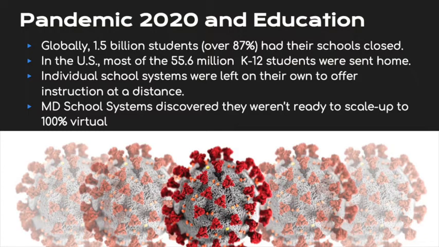Globally, 1.5 billion students, or over 87%, had their schools closed. In the U.S., most of the 55.5 million K-12 students were sent home not to physically step back into school again. Individual school systems were left on their own to offer instruction at a distance.